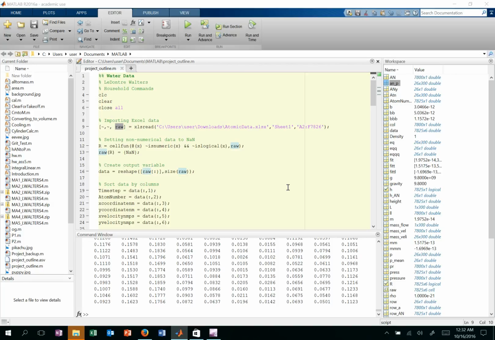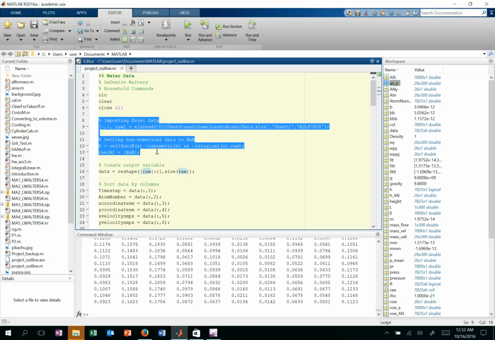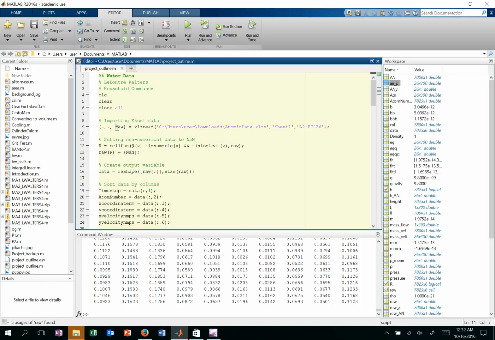So first off, the housekeeping command CLC, clear and close, and then all of this here is basically to import our data from the Excel file. We're going to import it as raw data, which is all of the data from the Excel file. This is the location of the Excel file on my computer, the sheet number, and then the range of the data that we want to import.